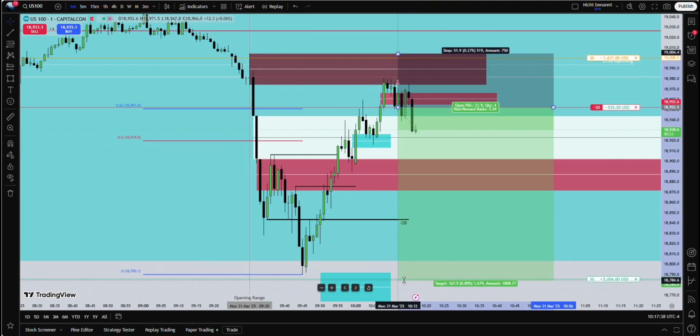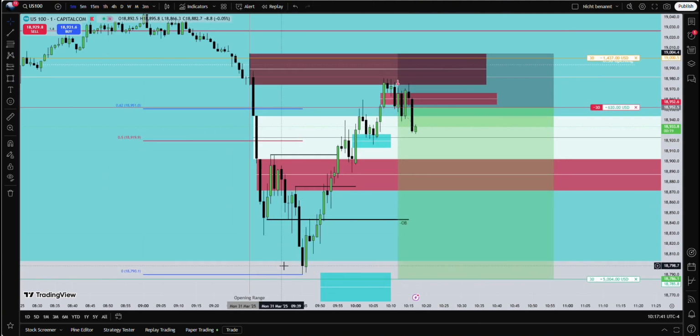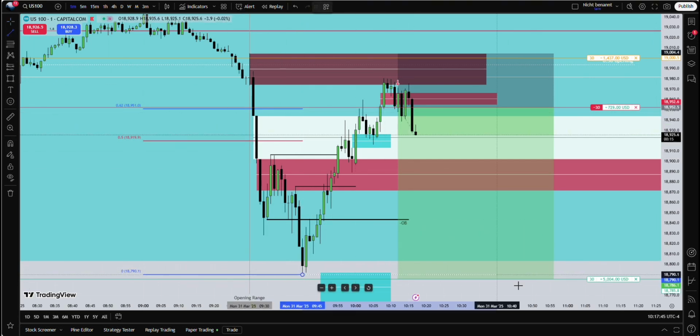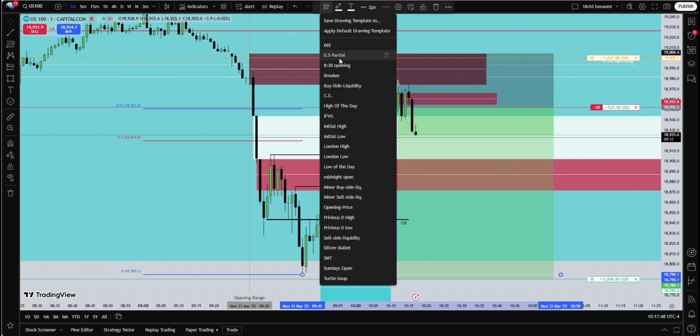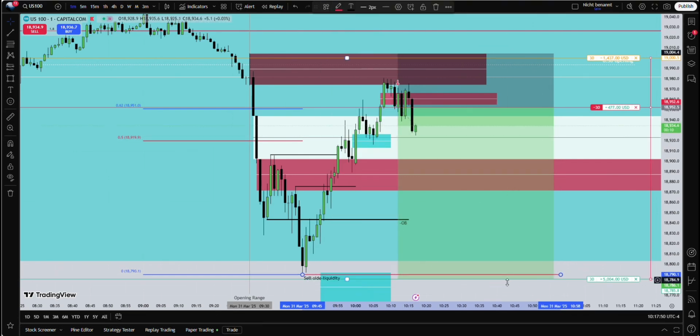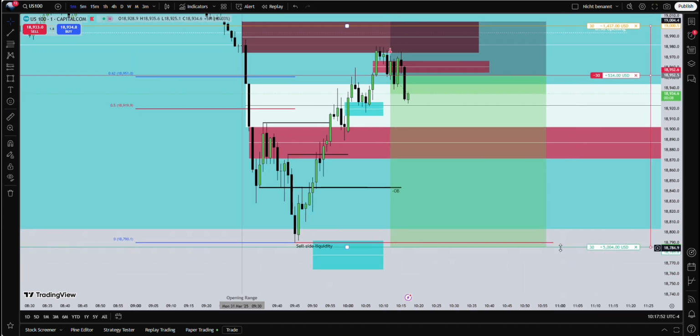So I know a lot of you guys are also thinking right now, why am I not aiming for this sell side liquidity right here? Why am I not aiming for that, for this sell side liquidity, and why am I aiming a little bit more than the sell side liquidity? Well, you can see here, this is 18,786, and the sell side liquidity is on 18,790.